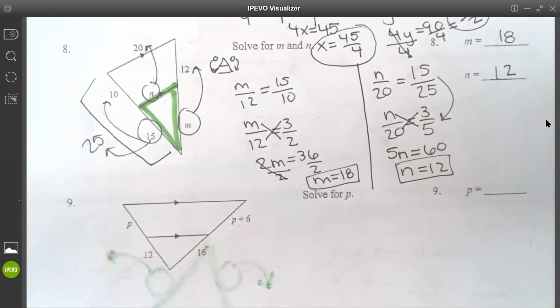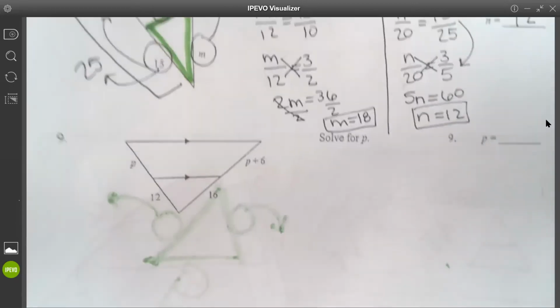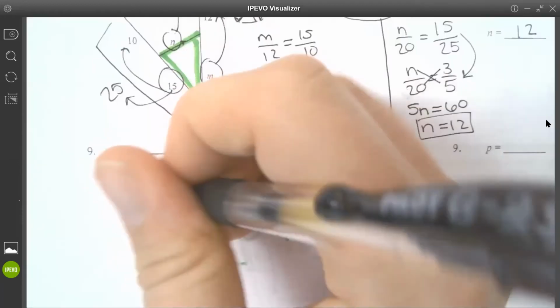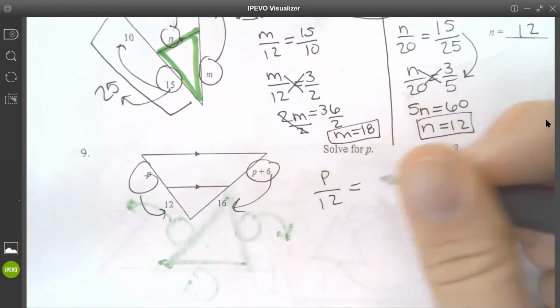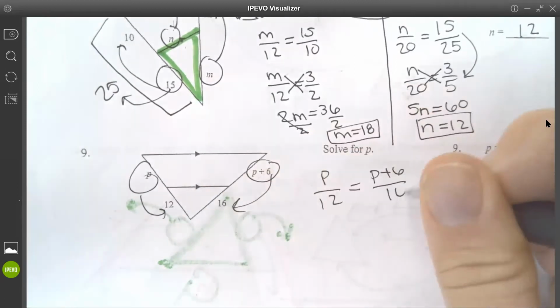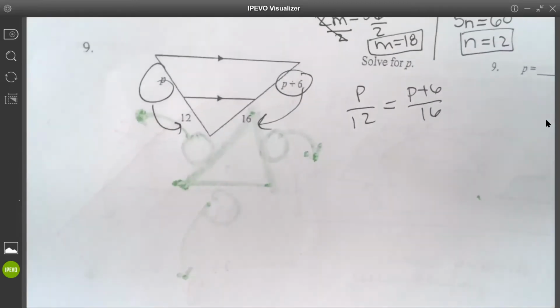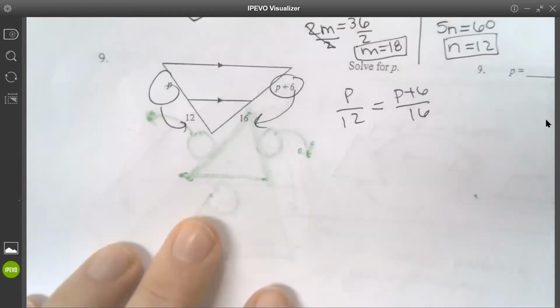Last one's the easiest one. So this is what I mean, it's nice to know this because if I had something like this, I wouldn't go small to big. All I have are 2 parts. So I might as well just say, well, p to 12 is equal to p plus 6 to 16. I can't reduce anything there. Okay, and yes, my variable's in 2 spots. No worries, it's gonna be okay.